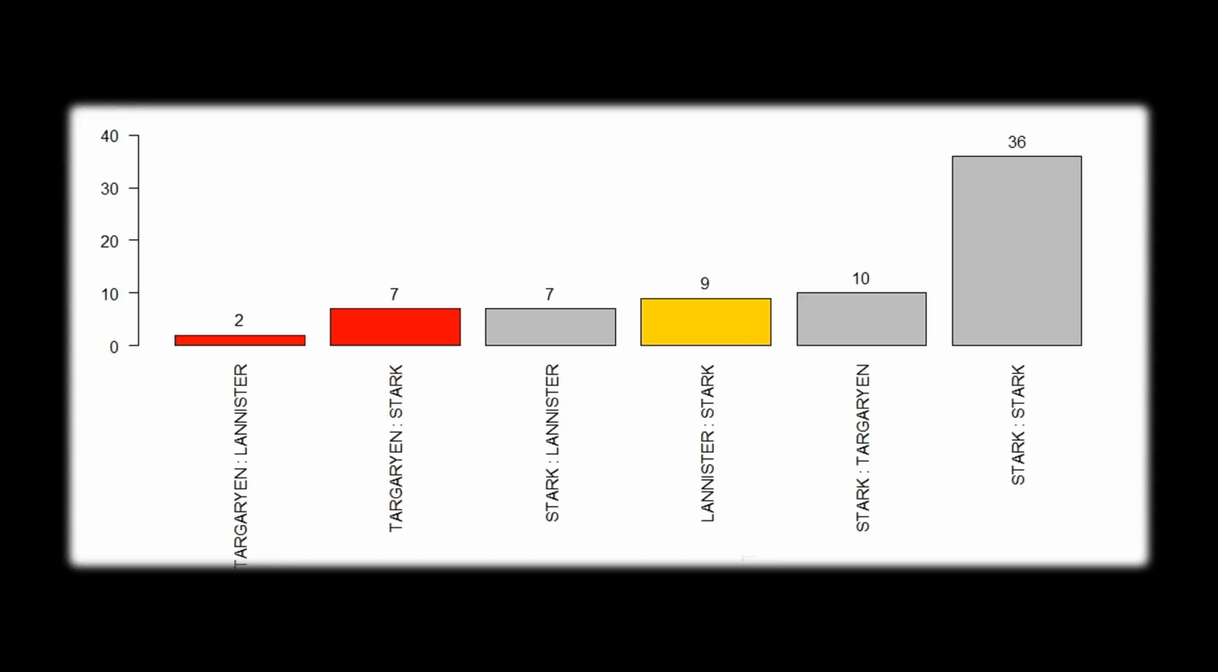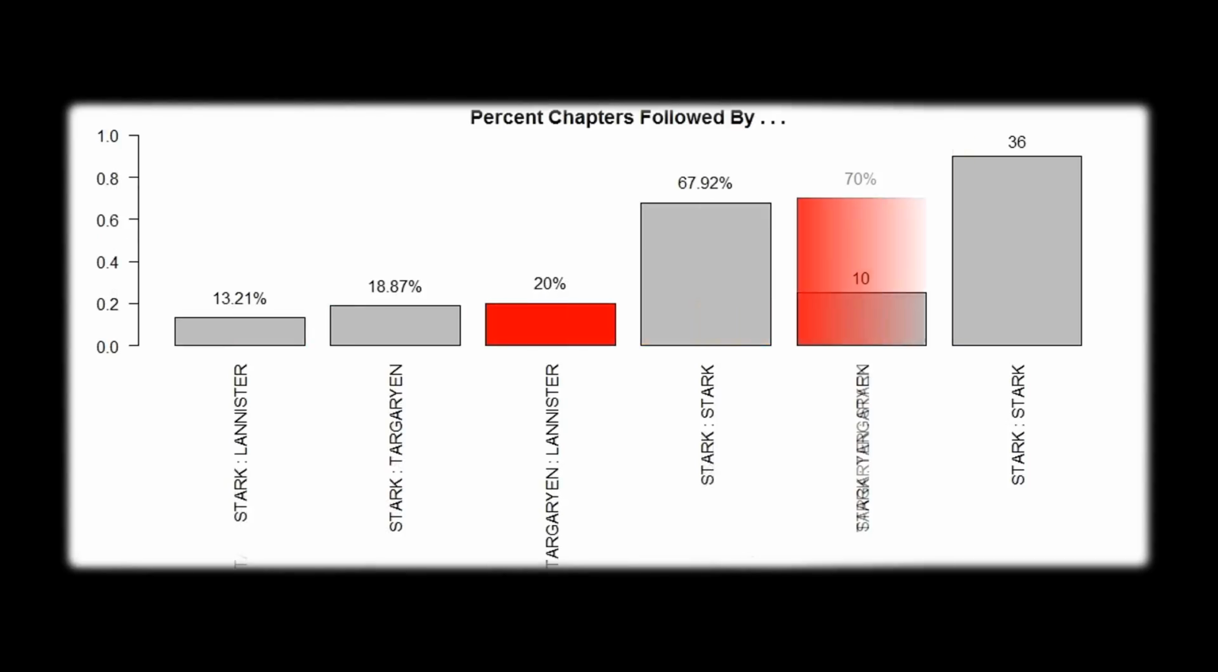To account for this, it is possible to normalize the comparison by dividing the number of pairings by the total number of chapters associated with each house. In the first case, this yields the percentage of chapters associated with a given house, which are followed by chapters associated with a second house. Thus, we see that 100% of Lannister chapters are followed by Stark chapters, but only 13% of Stark chapters are followed by Lannister chapters.